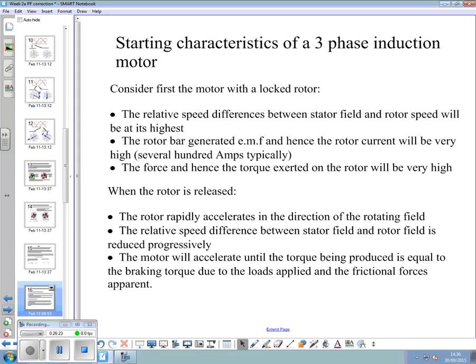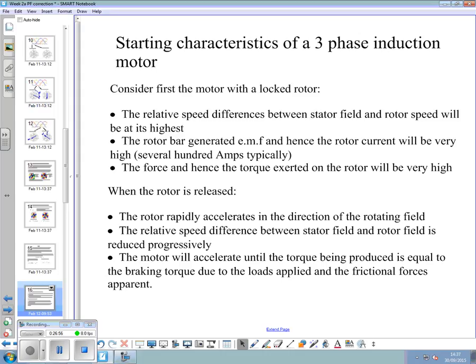If we then release the rotor, it will rapidly accelerate in the direction of the rotating field, as the relative speed difference between the stator field and the rotor field is reduced progressively. As that happens, the motor will accelerate until the torque being produced is equal to the braking torque of the loads applied and the frictional forces that are apparent in the motor.